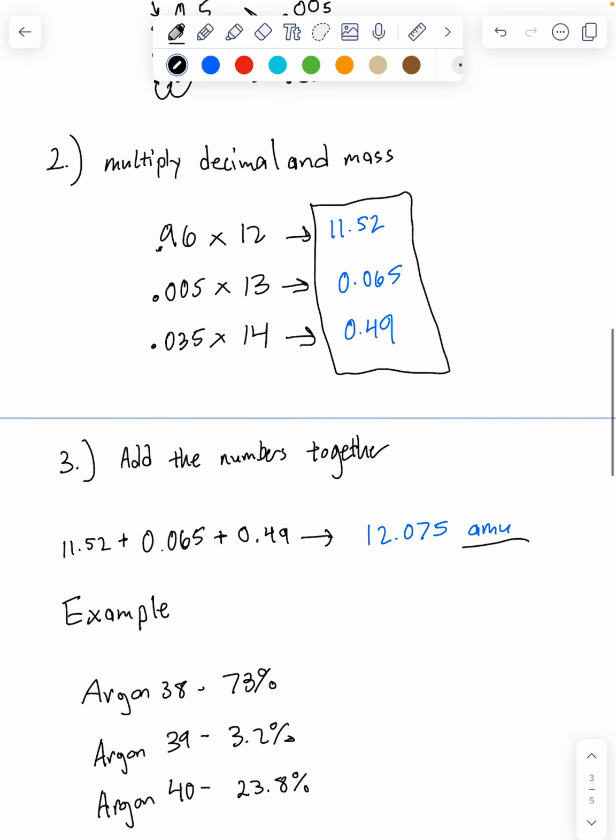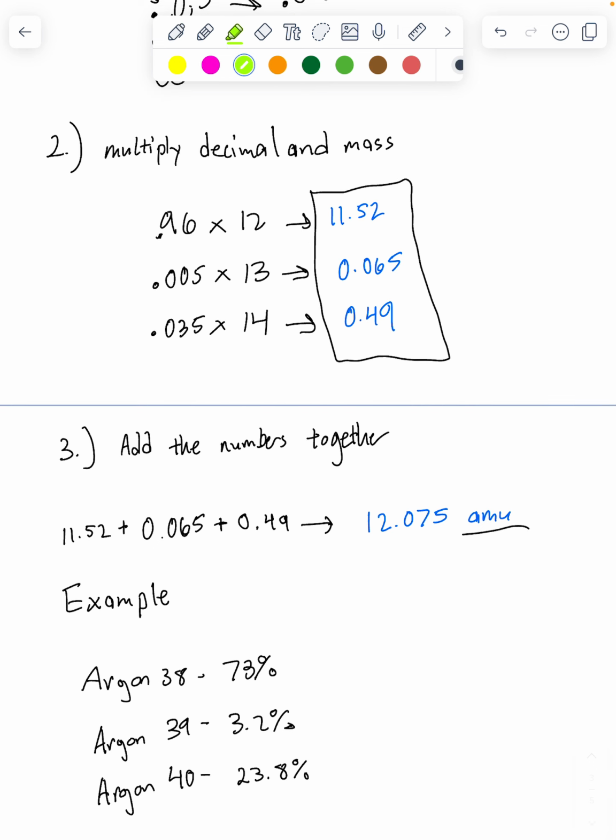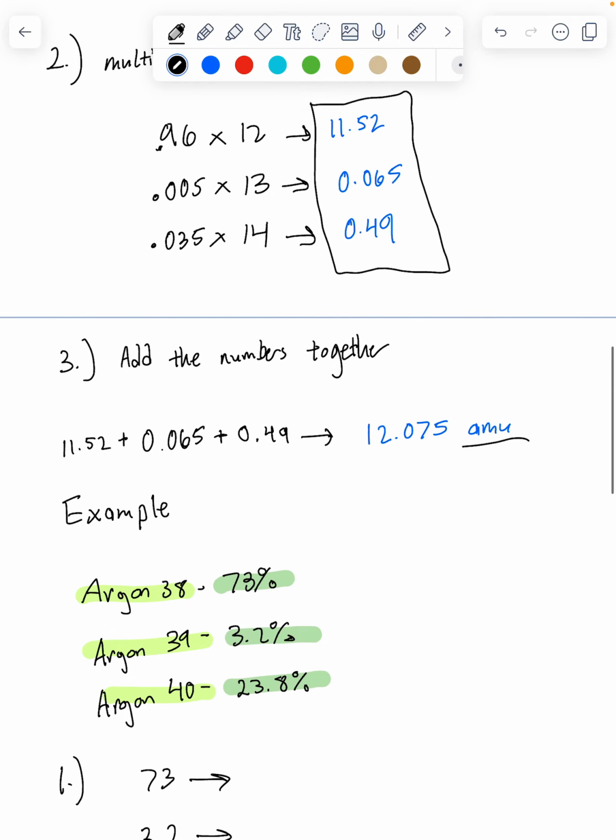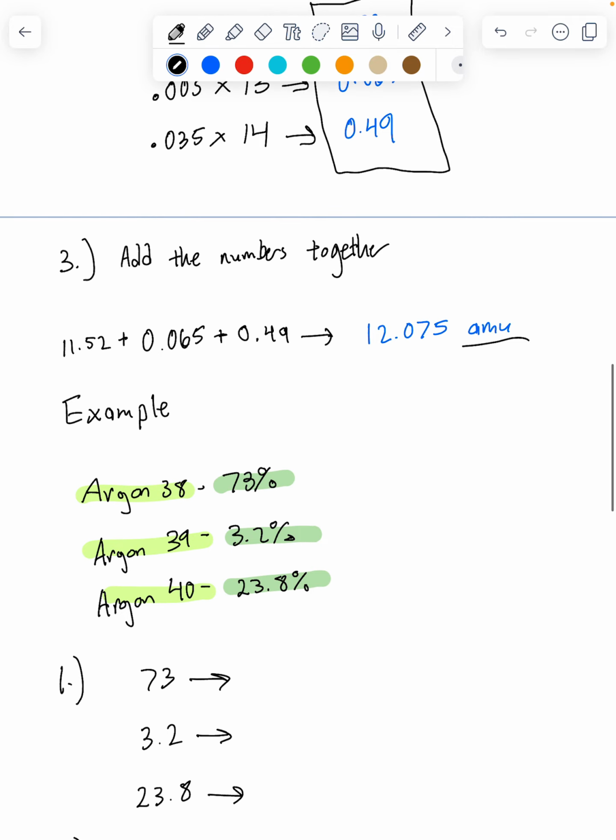Last example we've got here, we've got argon. So argon's going to be a gas that we deal with here. Argon 38, argon 39, argon 40. Argon 38 has a percent abundance of 73%. Argon 39 has a percent abundance of 3.2%, and argon 40 has a percent abundance of 23.8%. So we start off, convert those percents into decimals.